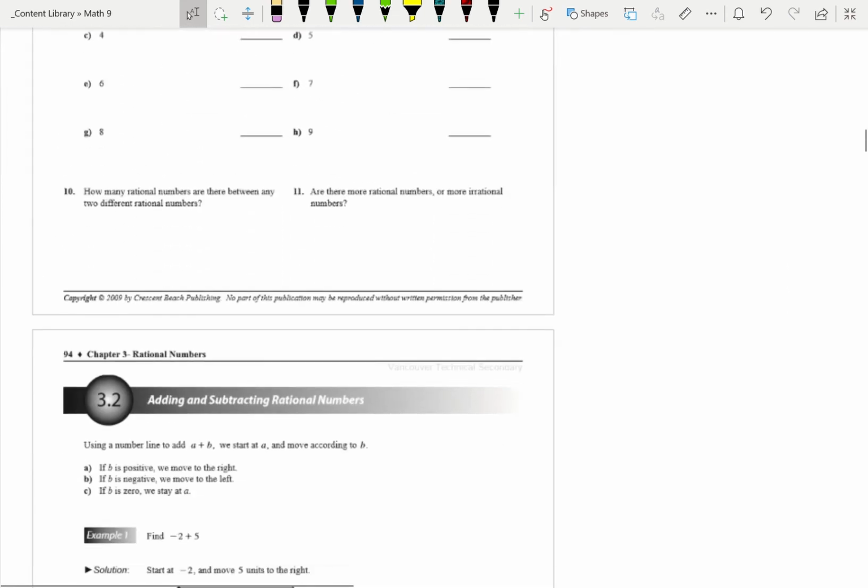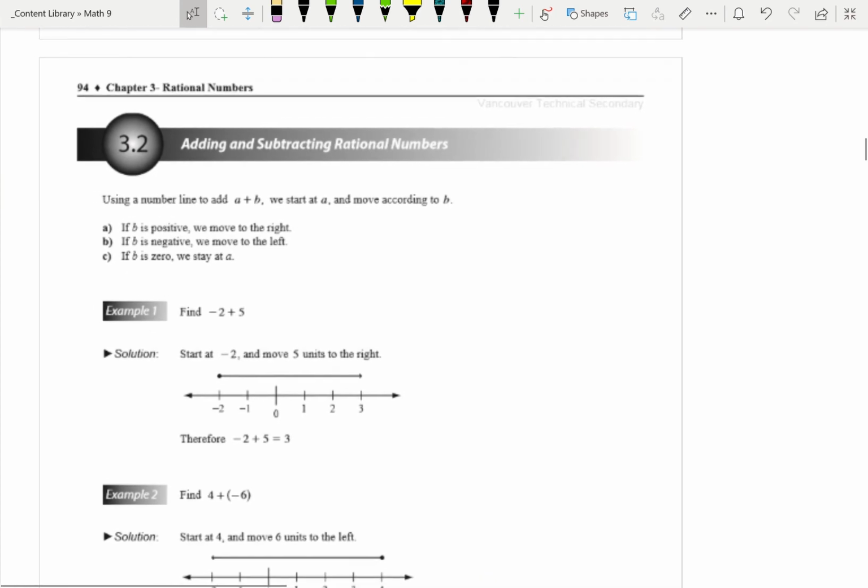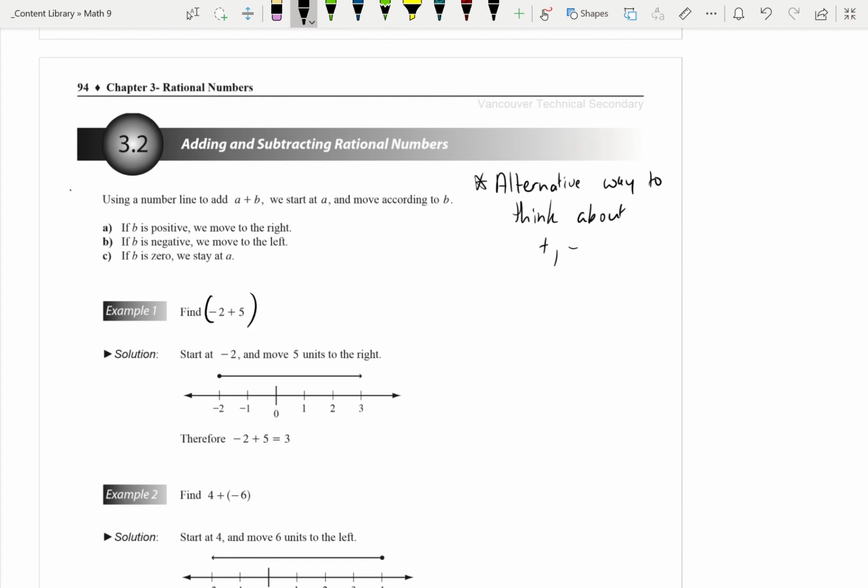3.2, I'm not going to go into too much detail. It's adding and subtracting rational numbers. The main part of it is this is sort of an alternative way to think about adding and subtracting. So the way they show it in this section is if I have, for example, -2 plus 5. This basically says start at -2 and then move 5 to the right.